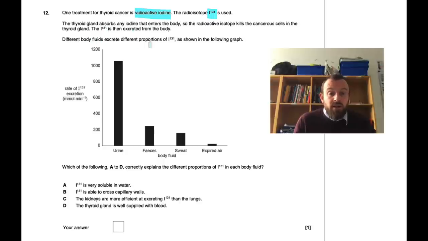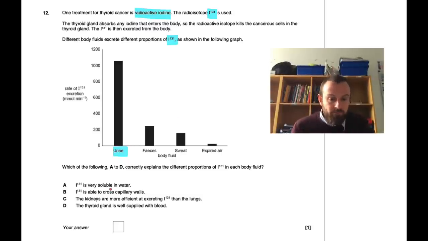Different body fluids excrete different proportions of I-131, as shown in the following graph. So we've got most of it in urine, some in feces, some in sweat, and barely any in the air. Which of the following, A to D, correctly explains the different proportions in each body fluid?